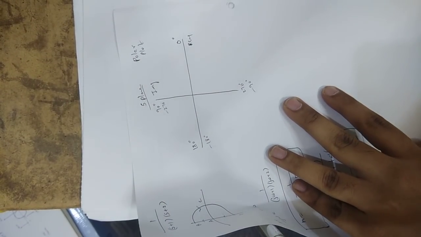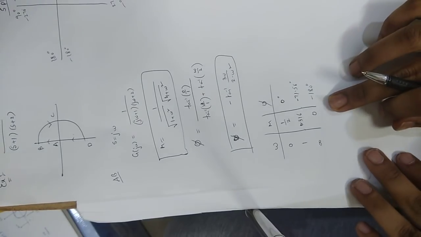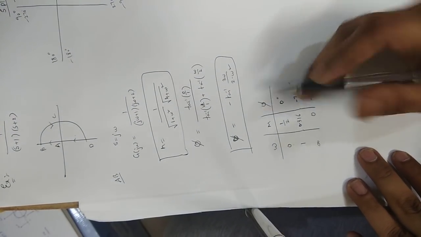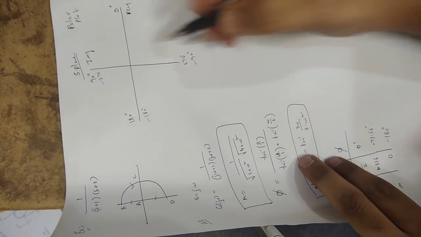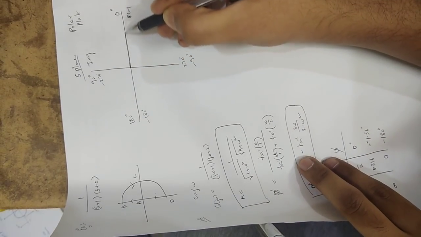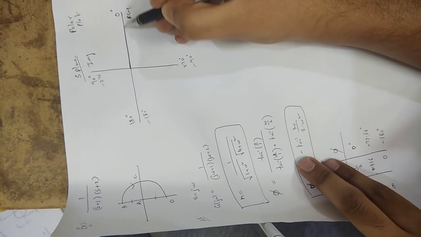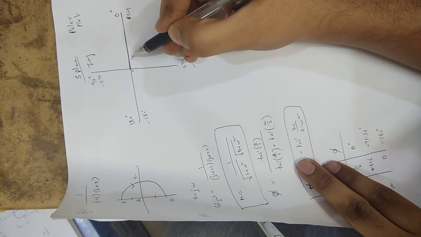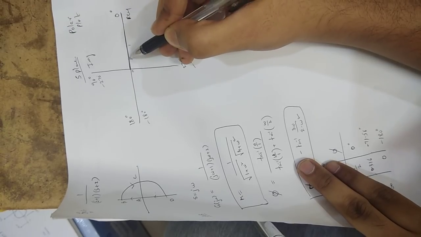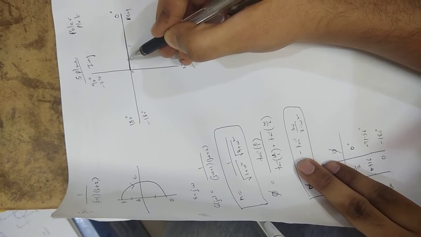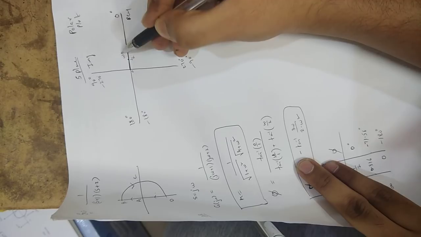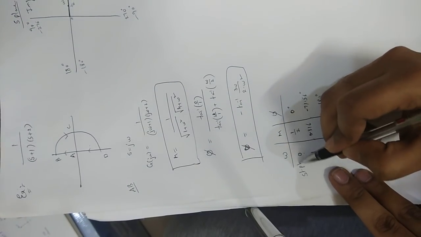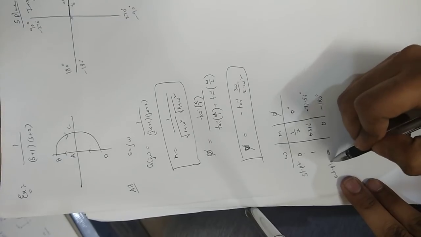So now look at this table, omega. At omega 0, your magnitude is 1 by 2, phase is 0 degrees. So what is the 0 degrees line? This is the 0 degrees line. So your starting point will be here. At what magnitude? Let us say this is 0, this is 1 by 2, this is 1. So at 1 by 2, your starting point at omega 0. Always your starting point is omega 0, your ending point is omega infinity.